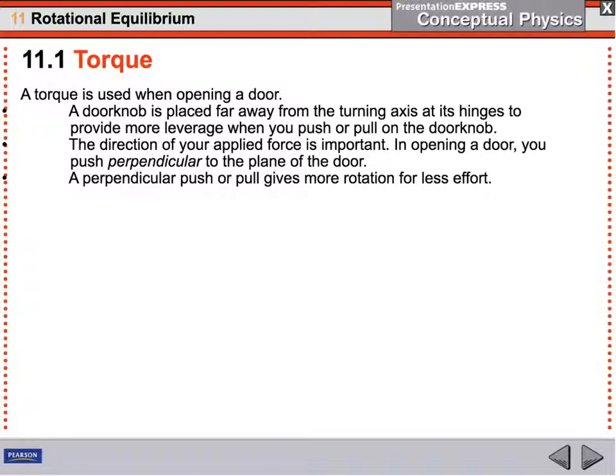A torque is used when opening a door. A doorknob is placed far away from the turning axis at its hinges to provide more leverage when you push or pull on the doorknob. The direction of your applied force is important. In opening a door, you push perpendicular to the plane of the door. A perpendicular push or pull gives more rotation for less effort.